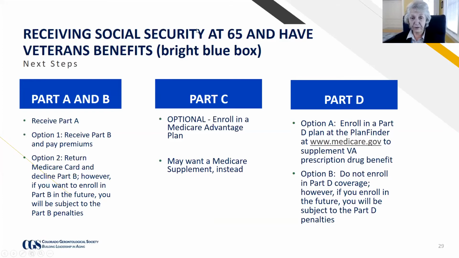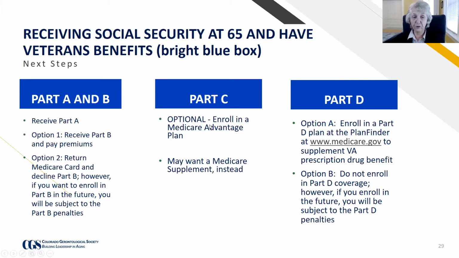If you are receiving Social Security at 65 and you have veterans benefits and you're in the bright blue box, then again, you're already enrolled in Medicare Part A and B. You do have to make a decision, and you have two choices. You can continue to receive Part B and pay the premiums, or you can return your Medicare card, decline B, and only use your VA benefits. But should you decide to enroll in Medicare Part B at a point in the future, you will be subject to the 10% per year penalty.